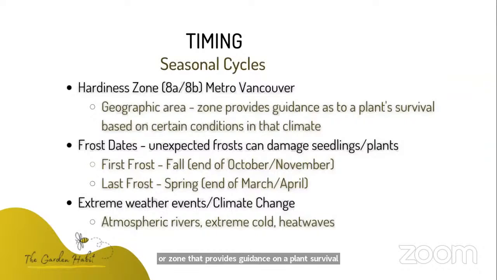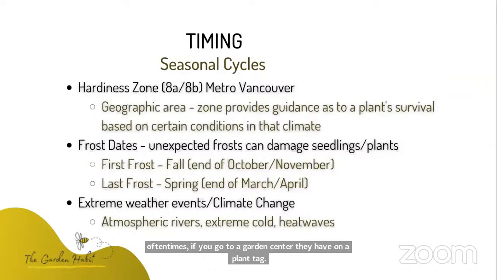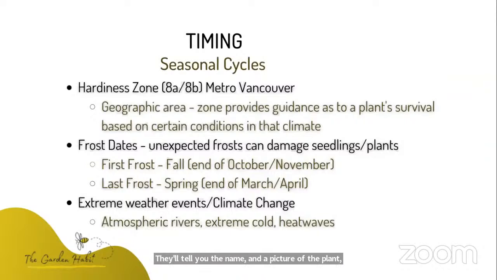conditions in that climate. So plant tags, I don't know if I'm having challenges with my video too, but I will show you after. Oftentimes, if you go to a garden center, on a plant tag they'll tell you the name and a picture of the plant, but on the back of it, they will have the hardiness zone. Now in British Columbia, we have microclimates. So in Victoria or Tofino, there could be a slightly different hardiness zone, whereas in the interior, in the mountains, it will be different as well. So that's just something to note. In the Lower Mainland, again, it's 8A, 8B.